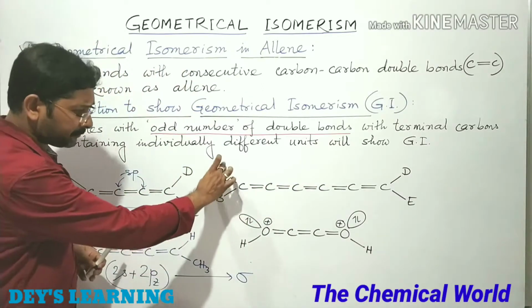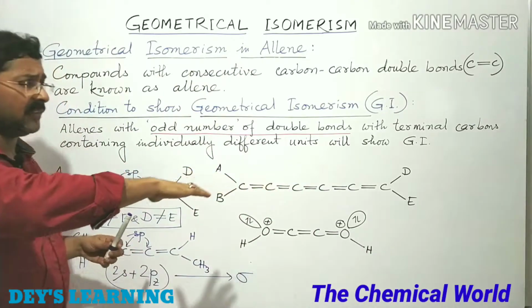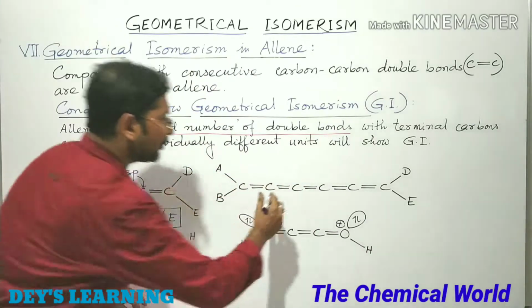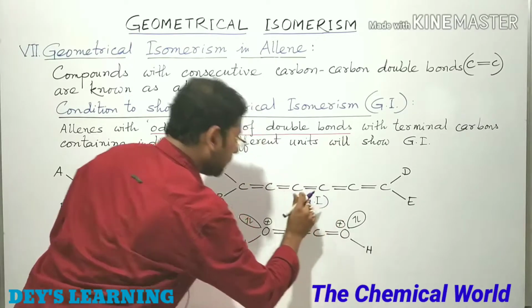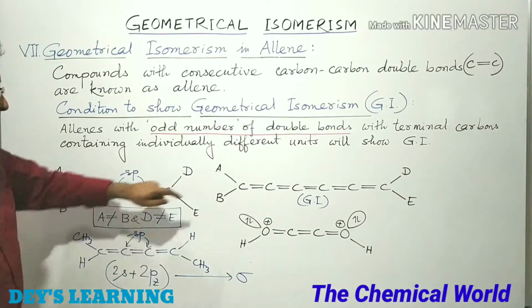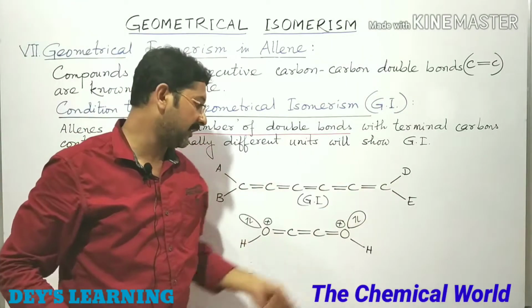So definitely A, B and D, E, these 4 bonds lie in the same plane. So this molecule of course will show geometrical isomerism, and the same condition will be applied. Then that is, A and B will be different and D and E will be different.